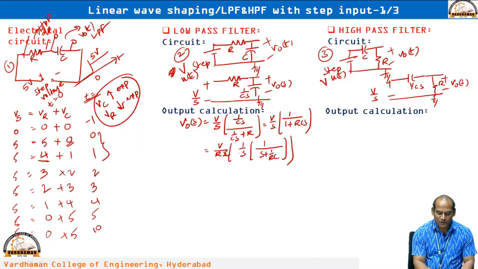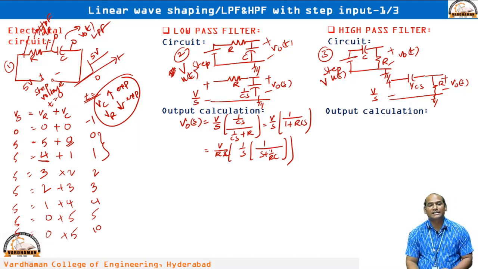Now, we can do partial fraction, it is just to calculate the inverse Laplace transform, output already there with us, but that is there in the S domain. Now, we need to get v0(t), for that purpose we need an inverse Laplace transform, for that purpose this partial fraction method we have to use.